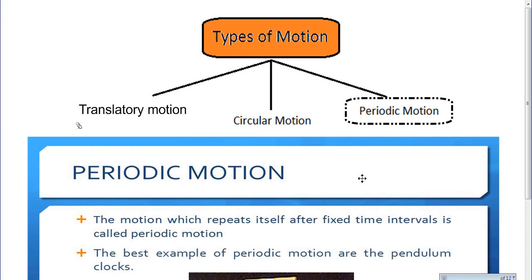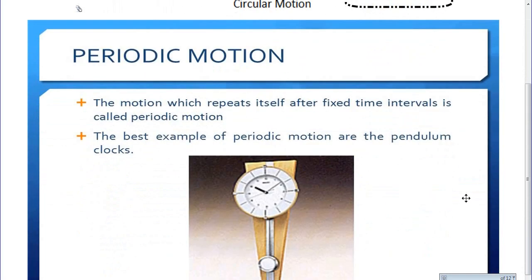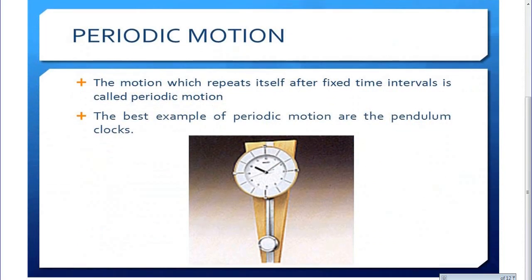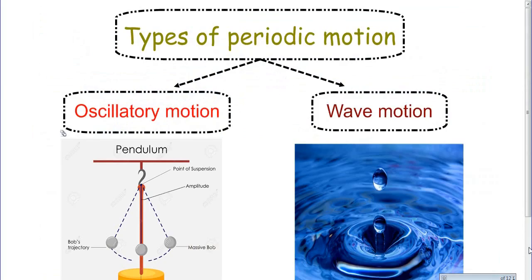Periodic motion, and this type is very important to us in this curriculum. Periodic motion means what? It is a motion which repeats itself after fixed time intervals, or in equal intervals of time. Periodic motion is divided into two types. The first type, which we will study today, is called oscillatory motion, and the second type is called wave motion, like water waves or sound waves. Let's talk about oscillatory motion.